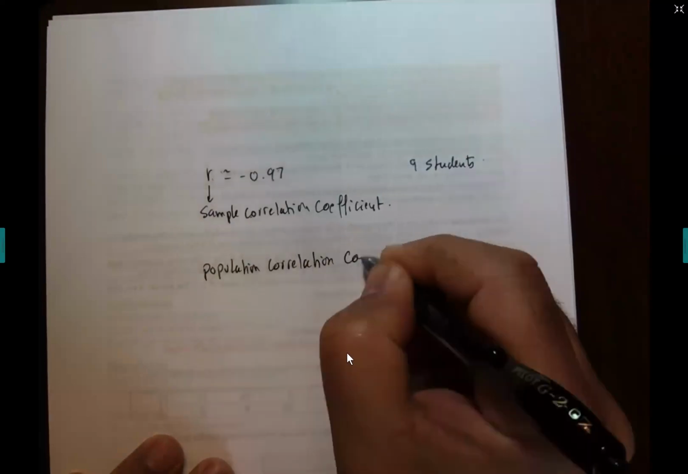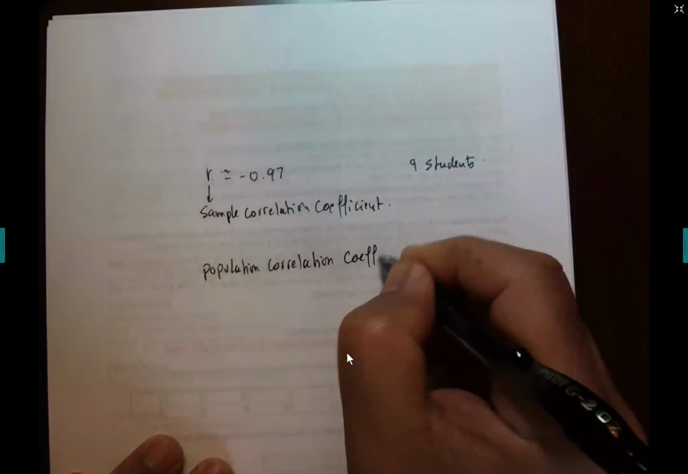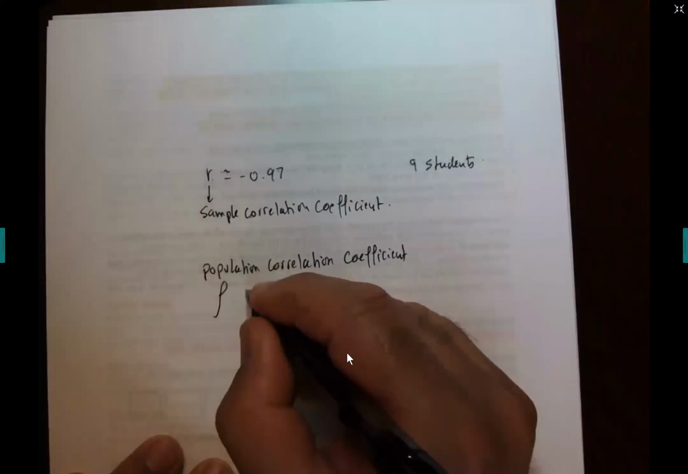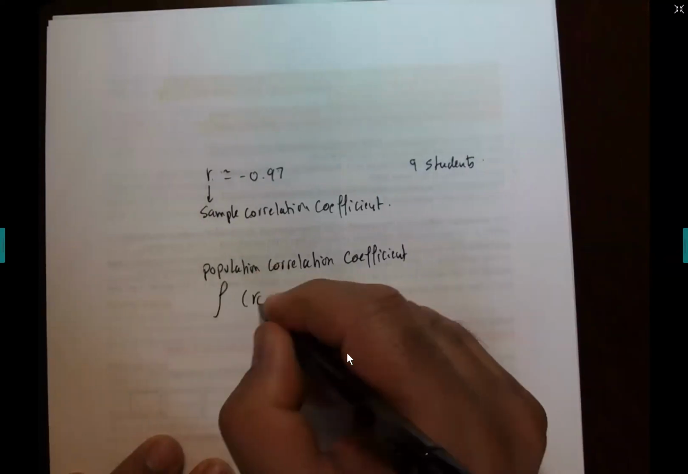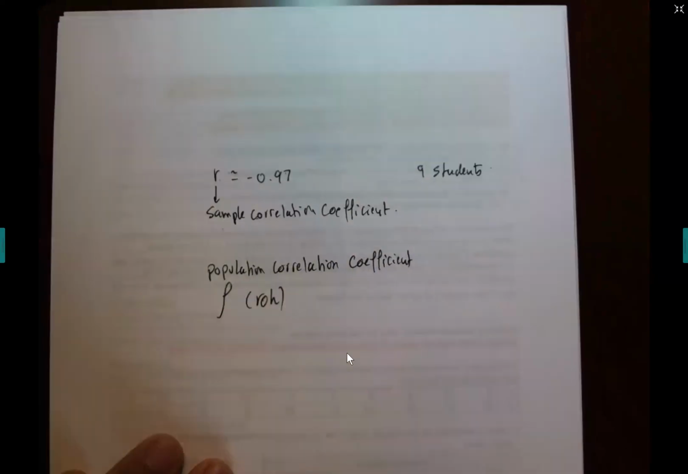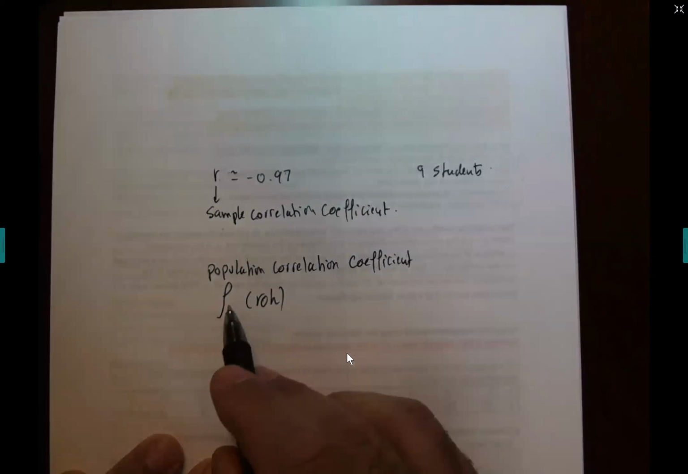Which we can never find, just like finding the mean. We can never find the mean of the population. It is called rho. This is how we pronounce it. Rho. We need to study rho.